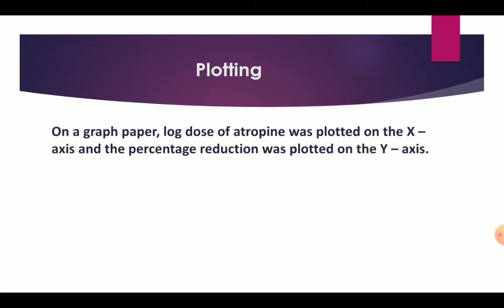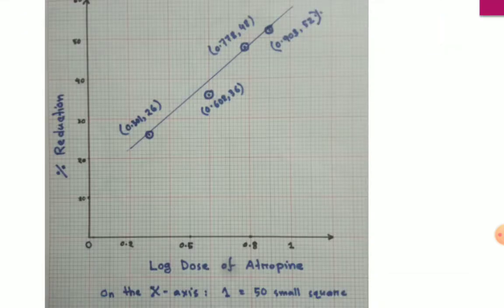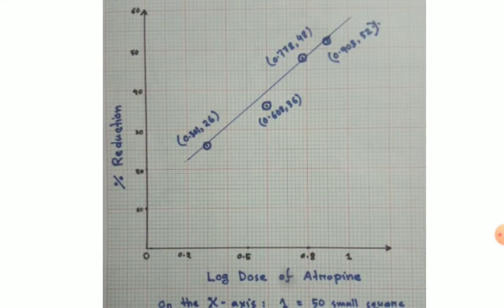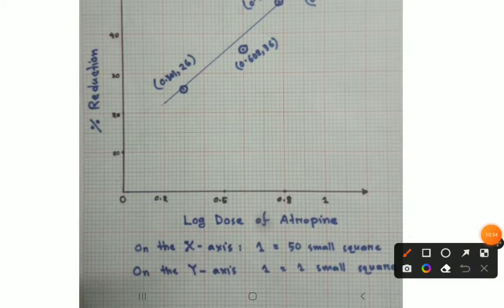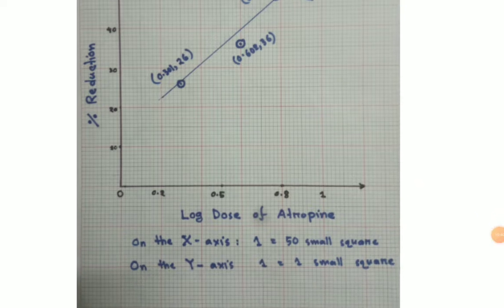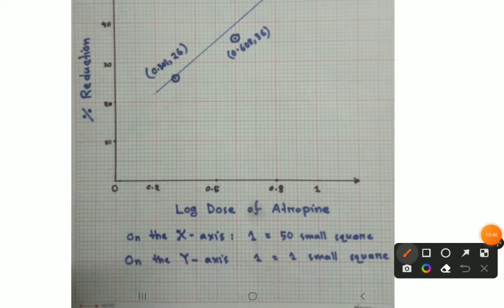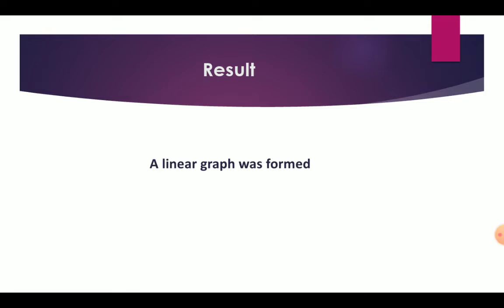Then plotting on a graph paper, log dose of atropine was plotted on the x-axis and percentage reduction was plotted on the y-axis. Then here you can see the actual graph. Okay, so here I have taken 4 points. Same here, that is on the x-axis 1 means 50 small squares, and on the y-axis 1 means 1 small square. Okay, right. So here is the percentage reduction, here is the log dose of atropine. Result, a linear graph was formed.